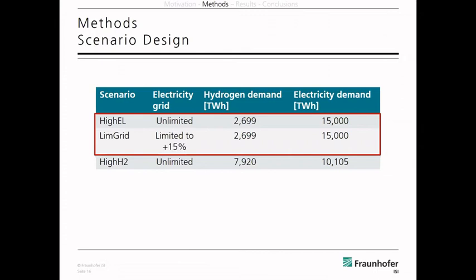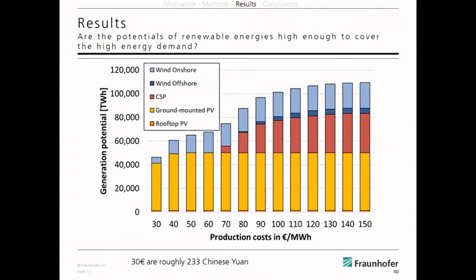So the limited grid scenario, here we limited the grid expansion to 15% from today. So this is a really high limit, but we wanted to see what's going to happen. So that's what we did. And now I'm going to show you a few results.